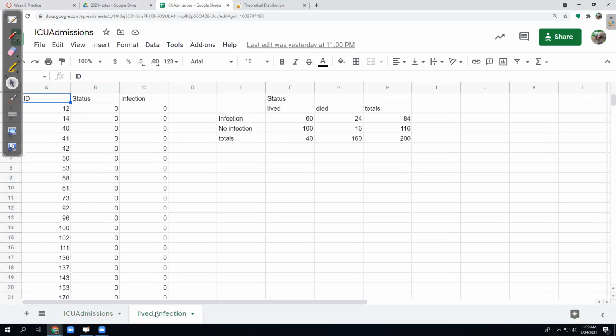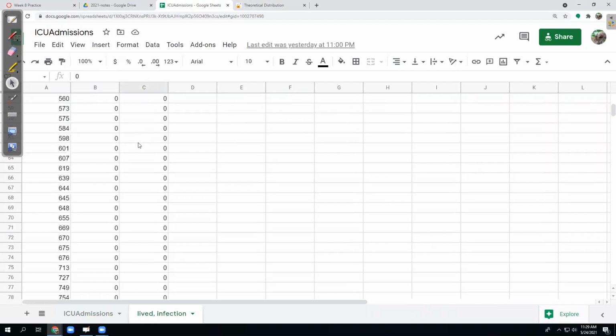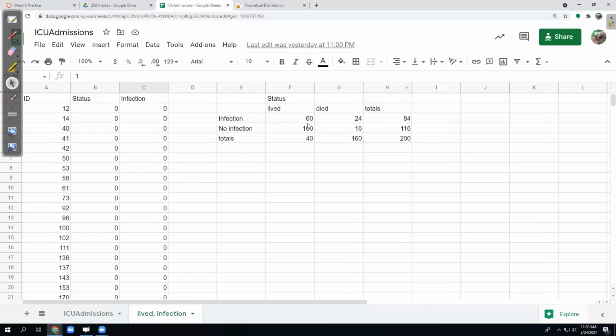And I summarized this data on the next page here. So I just copied over, I kept their IDs to make sure I didn't screw up sorting things, and I sorted them by status and then infection. And so you can see here, I have a whole bunch of people who lived and did not have an infection. And as I scroll down, eventually I see the people who lived and did have an infection. And then eventually I see the people who died and didn't have an infection and died and did have an infection. And I asked the spreadsheet to count them all up for me, and that's what's in this summary table here. So let me bring that into my screen so we can figure this out.